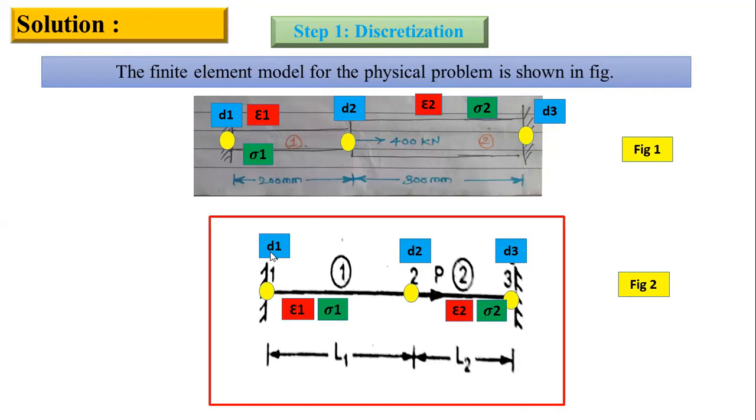D1 is the displacement of node 1 in the x direction, because this is a 1D problem. D2 is the displacement of node 2 and D3 the displacement of node 3 in the x direction, or unidirection, along the axis of the bar. Okay. Epsilon 1 and epsilon 2 are the strain in element 1 and strain in element 2, and sigma 1 and sigma 2 are the stresses induced in element 1 and element 2. Okay, so this is our discretization step.